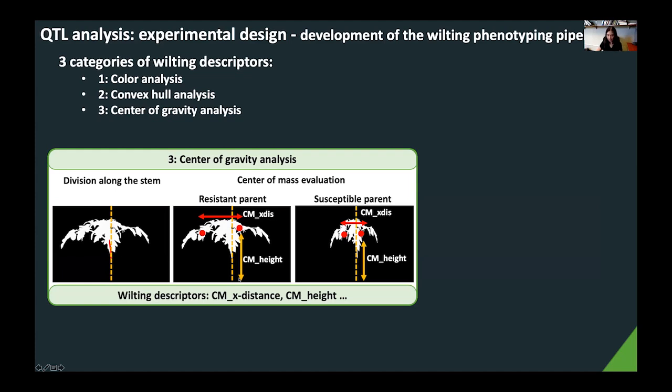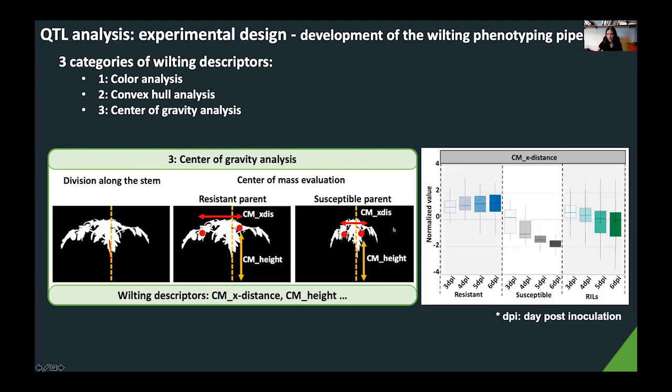of the stem. And so when you do this in the resistant and the susceptible parents, you can see how this changes in a susceptible plant as it's wilting. The center of mass X distance should get smaller. And indeed, when you quantify that, it does. So here's our resistant parent, our susceptible parent, and our recombinant in red lines, days post-inoculation. And you can see that this doesn't really change in the resistant plant, but it gets significantly smaller in the susceptible plant as it wilts.